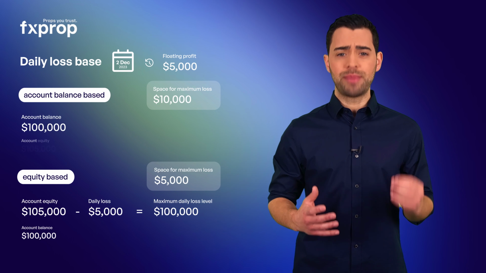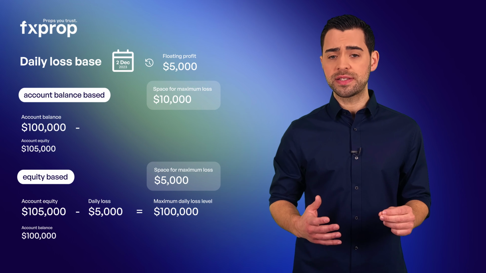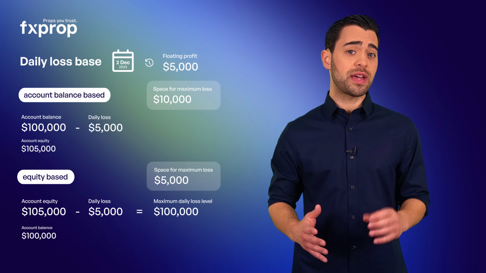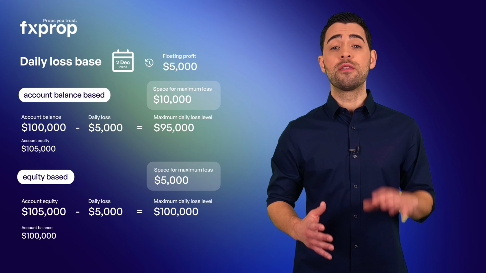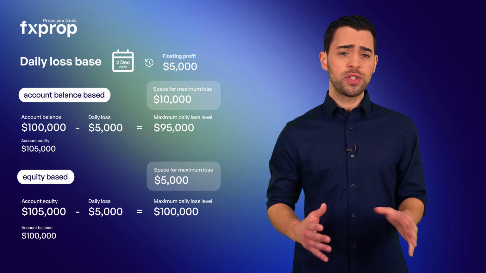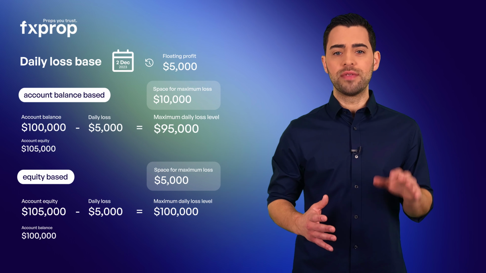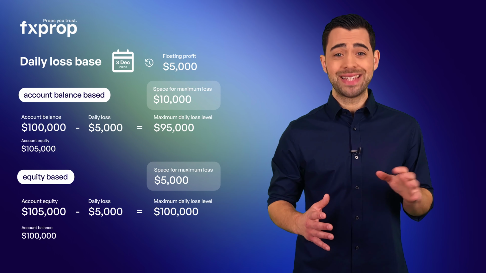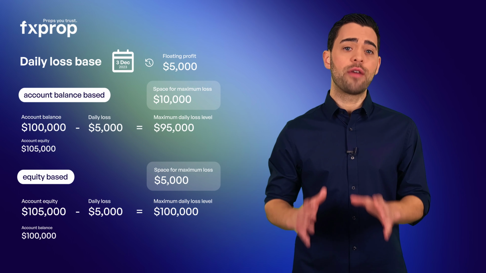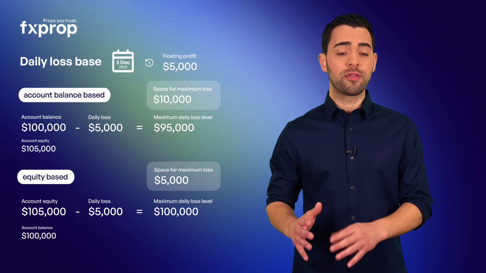In the case of the balance-based model, at the time of reset when our floating profit was $5,000, we still count our maximum daily loss level from $100,000, which means it is still at the level of 95,000, where our maximum loss on a new day can be $10,000 instead of the $5,000 we got from our equity-based calculation.